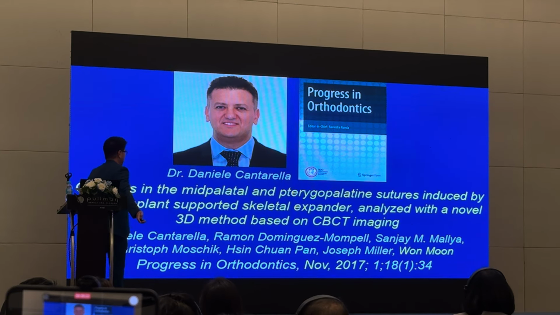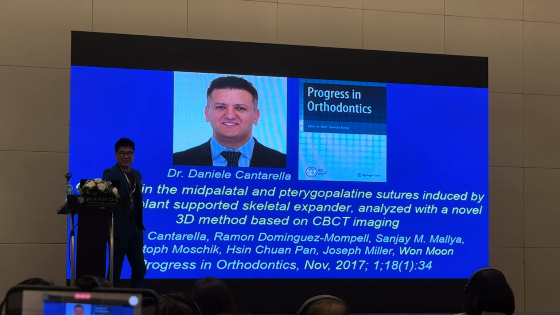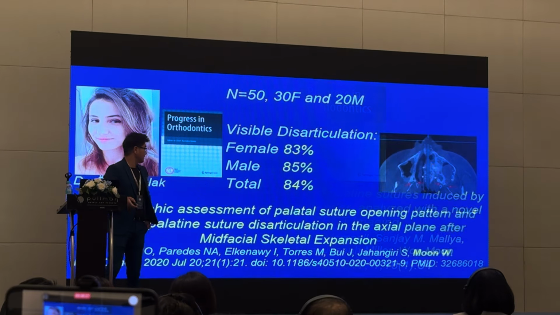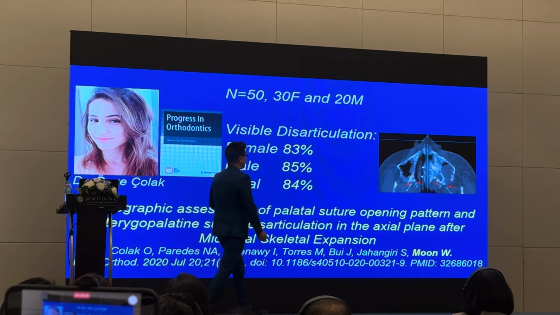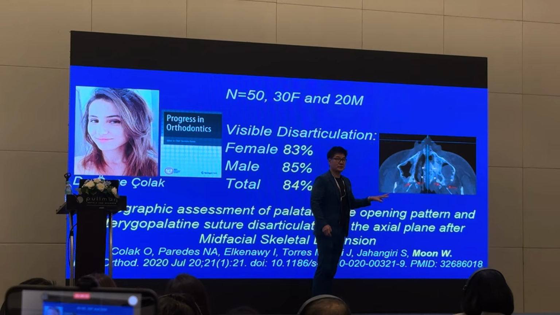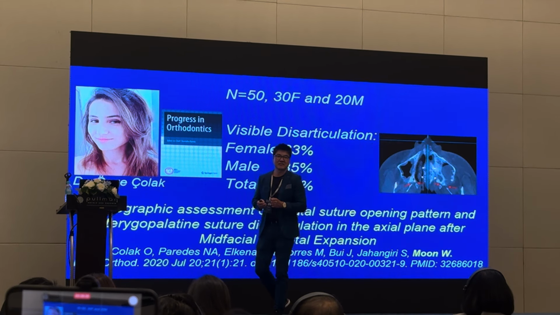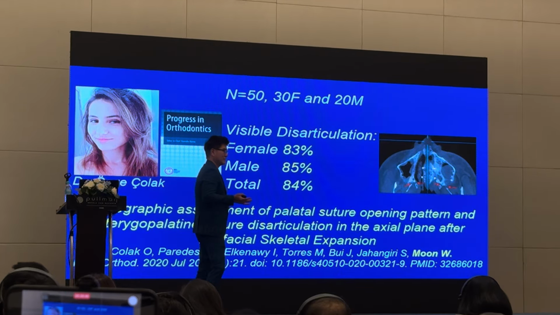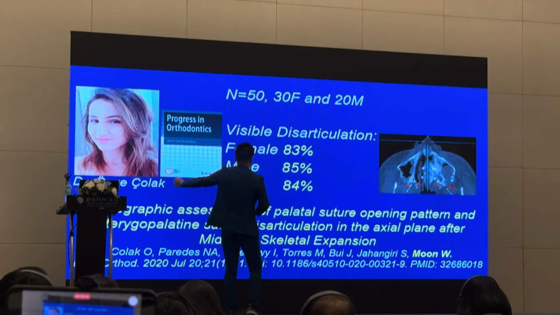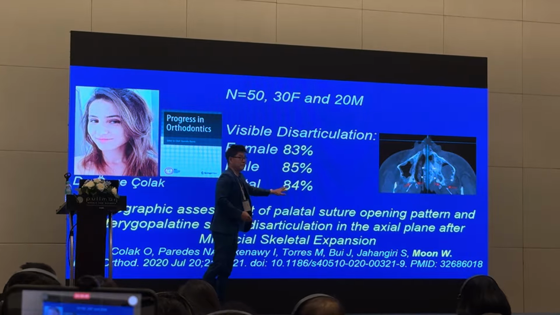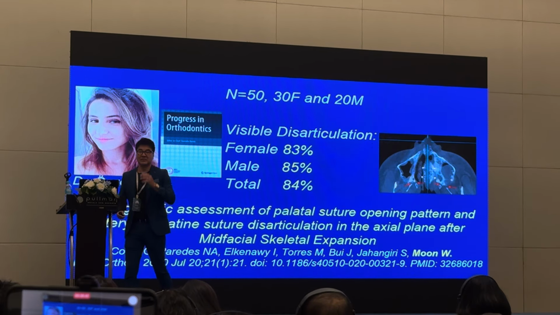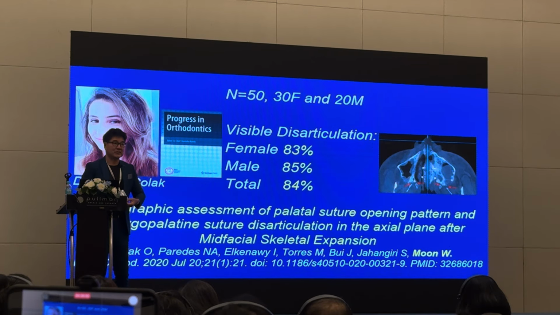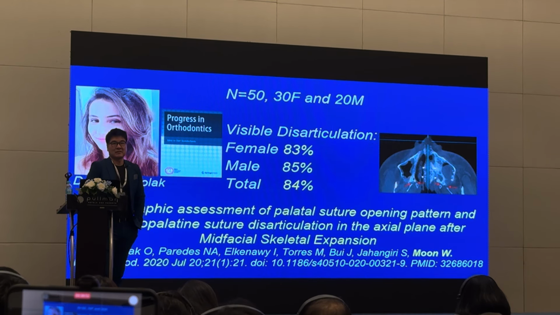And then we got curious after seeing this result. How often do we see this radiographically visible disarticulation? I mean, I can show you only good cases all day long. But what about bad ones? How often do we see this? So Dr. Pollock looked into it. In 84% of the MSC patients, we can actually visualize Pterygopalatine suture disarticulation. So 84, all the people in my lab very happy.